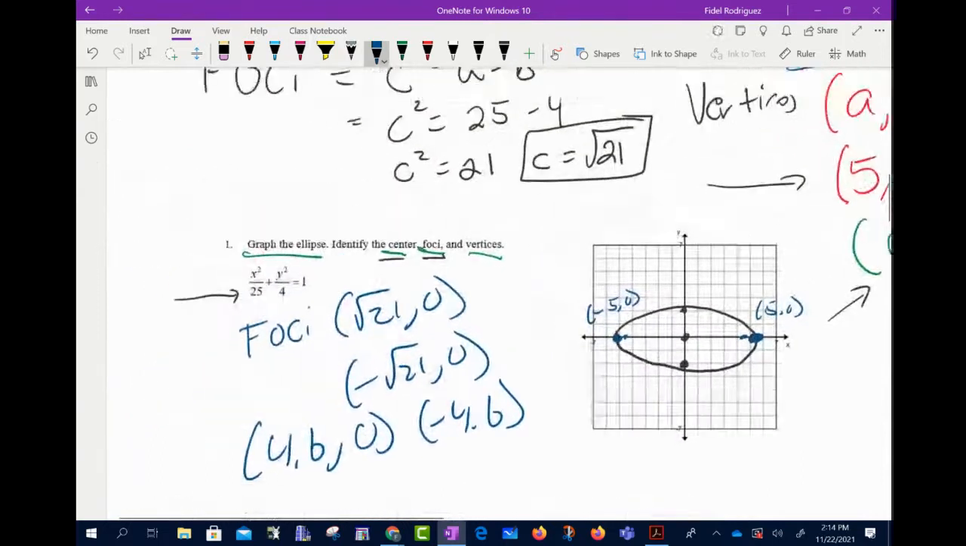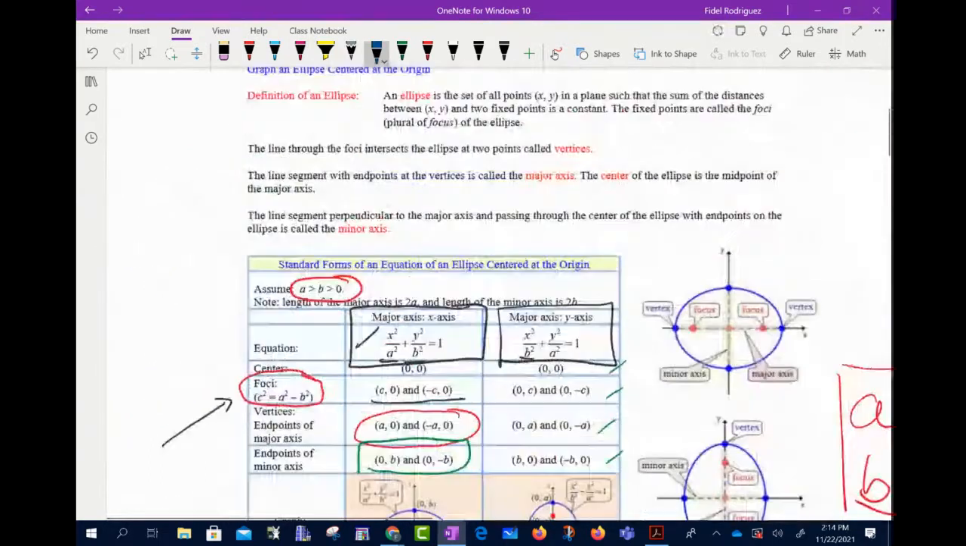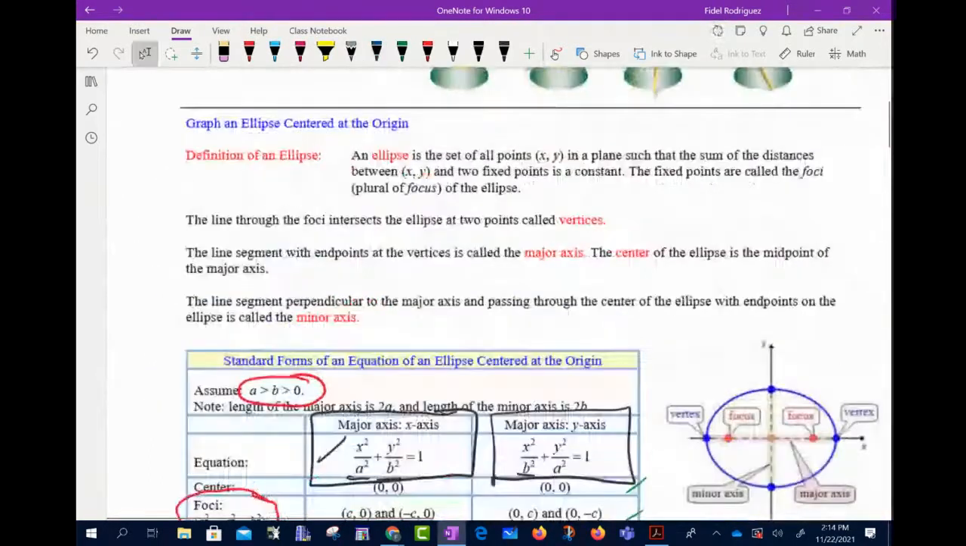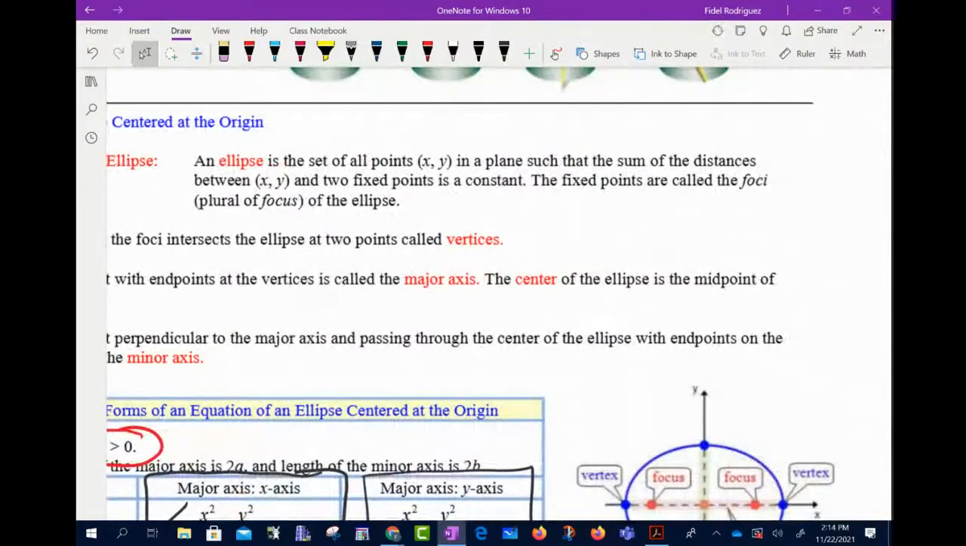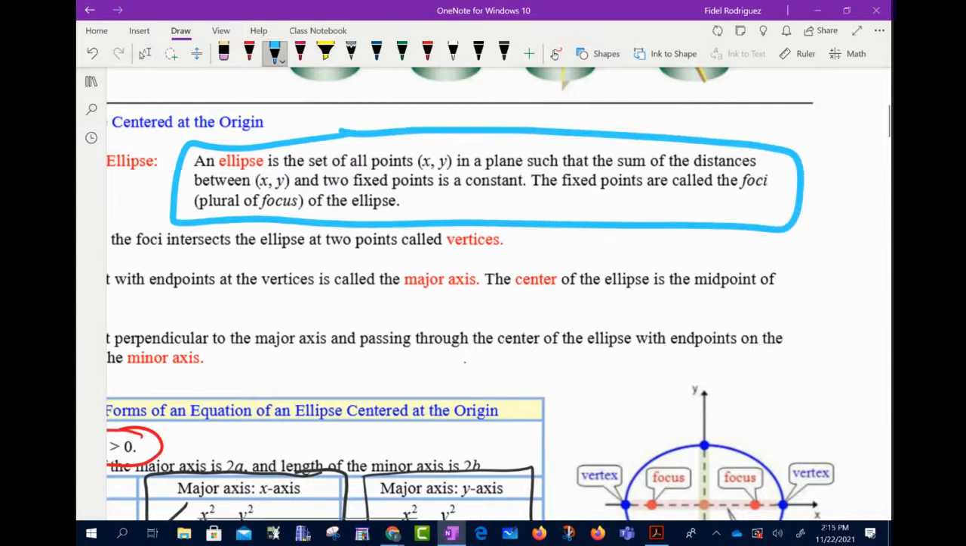I want us to go back real briefly and look at the definition of an ellipse. So look what it says right here. It says an ellipse is the set of all points (x, y) in a plane so that the sum of the distances between (x, y) and two fixed points is a constant. The fixed points are what we call the foci. Okay, I'm just looking at this part right here, okay?